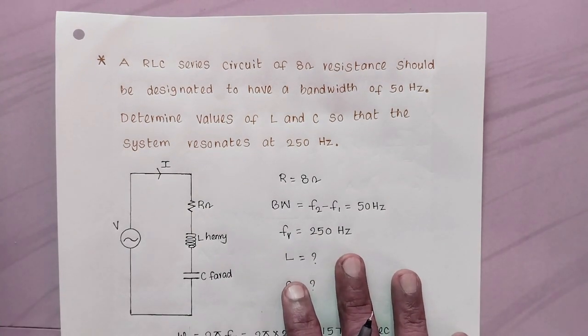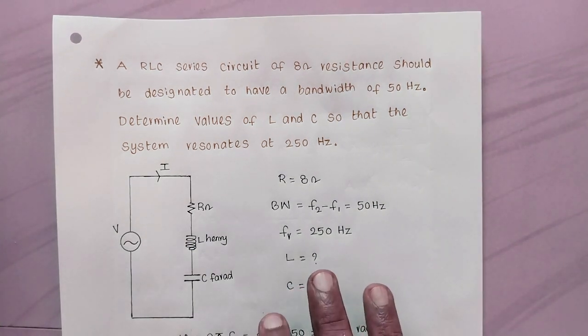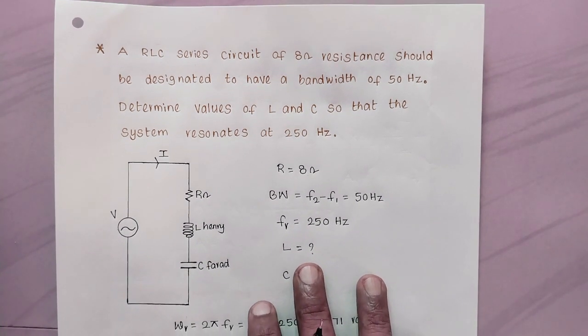So here in this problem, an RLC series circuit of 8 ohm resistance should be designed to have a bandwidth of 50 Hz. Determine values of L and C so that the system resonates at 250 Hz.